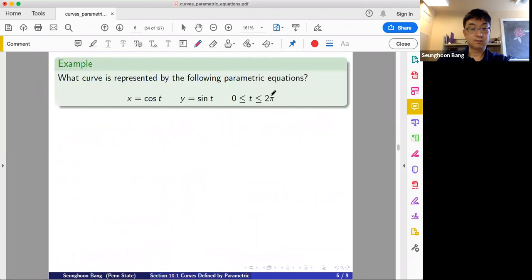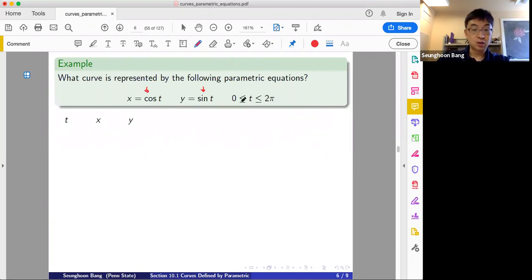The next problem: what curve is represented by the following parametric equations? Here we have cosine and sine functions. What's the best way? It's better to plug in angles. Don't plug integers like 0, 1, 2, 3, because cosine of 1 or cosine of 2 is not easy to find. Only plug in numbers like 0, pi over 2, pi, 3 pi over 2, and 2 pi. You can plug these numbers.